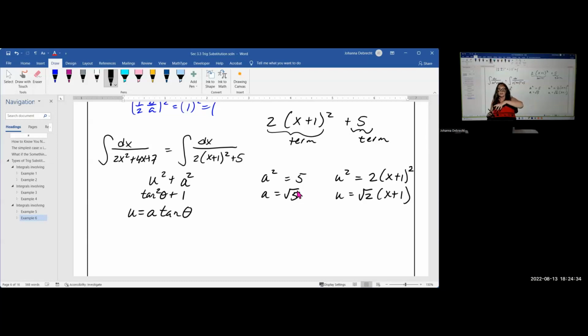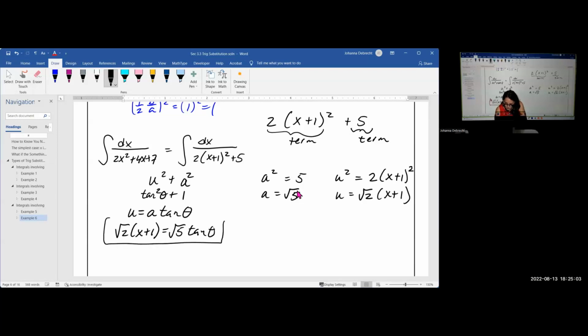1 minus the variable thing is always sine. And when the variable thing comes first and then it's minus the constant, that's secant. So I keep those in order that way. So tangent I always associate with the plus sign, and that's how I do it. So now I need to make my substitution. So I've got radical 2 times x plus 1 is equal to a square root of 5 times tangent of theta.